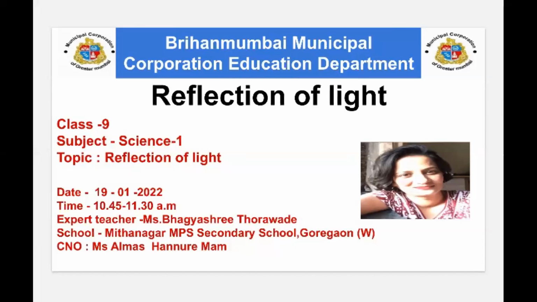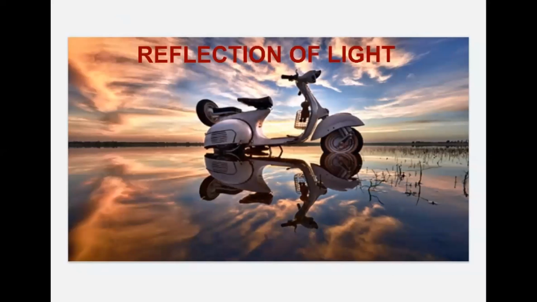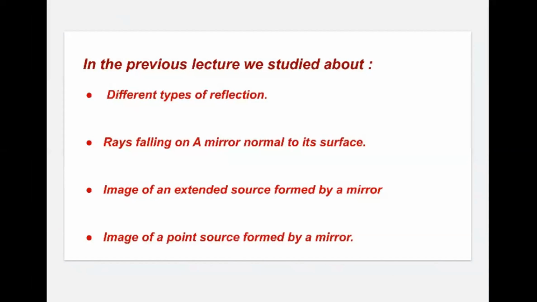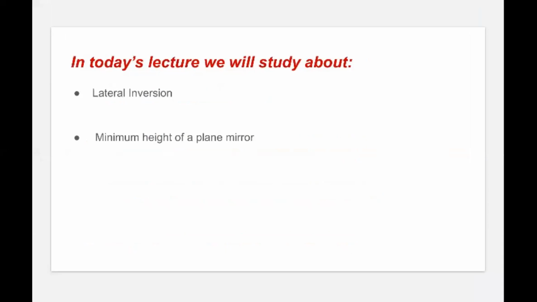And students, today we are going to study a topic from Science 1, that is reflection of light. In the previous lecture, we studied different types of reflection: rays falling on a mirror normal to its surface, image of an extended source formed by a mirror, and image of a point source formed by a mirror. In today's lecture, we will study in detail about lateral inversion and what should be the minimum height of a plane mirror.